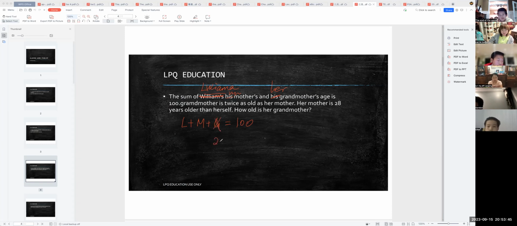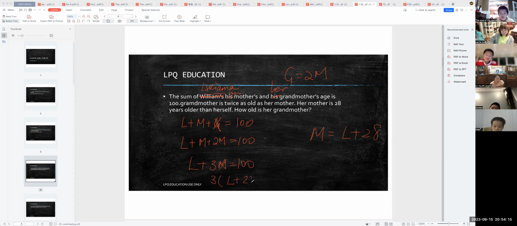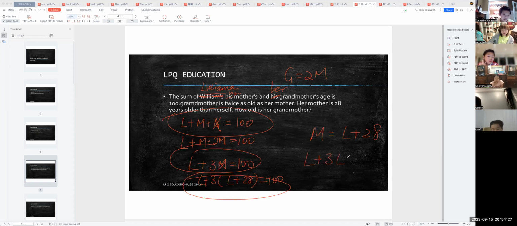Okay, grandmother's age is twice as old as his mother. 好了，我不要 grandmother，我只要 2m. Because grandmother equals 2m. So we can just replace grandmother with 2m, right? So now the question became Luciana plus mom plus 2 mom equals 100, equals Luciana plus 3 mom. Luciana 有3个妈妈，对不对？ OK， 好，下面一题。Her mother is 28 years older than herself， 也就是妈妈等于什么？等于 Luciana 加28，对不对？那不用妈妈了，对不对？变成3乘以Luciana plus 28. Correct? So now this equation became 3 variable, 2 variable, 1 variable. So it's Luciana plus 3 Luciana plus 84 equals 100. 4 Luciana plus 84 equals 100. So 4 Luciana equals 16. So Luciana is 4 years old.